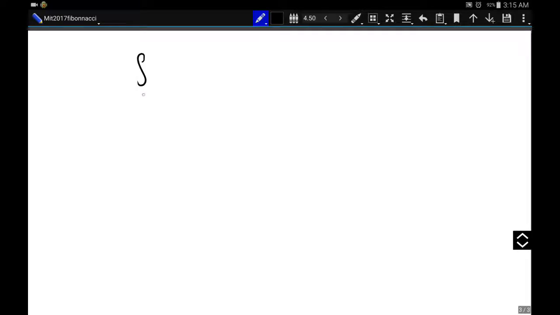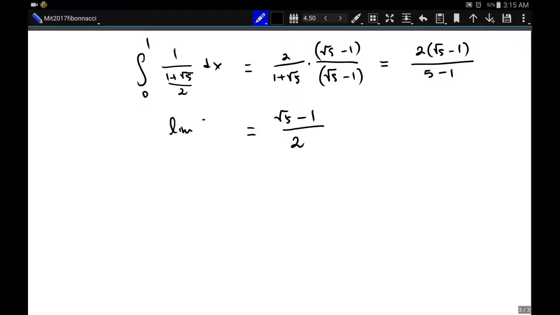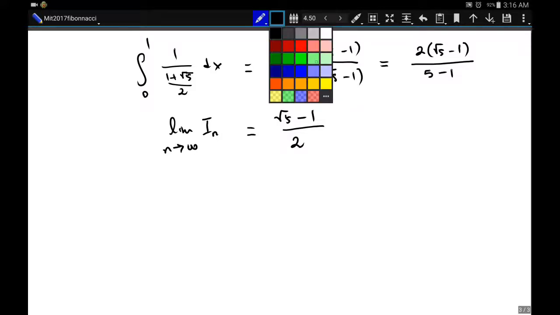What is 1 over phi? From 0 to 1, 1 over (1 plus root 5) over 2 dx. So it is going to be 2 over 1 plus root 5, or you can multiply both sides by root 5 minus 1, and then you can write this as 2 times (square root 5 minus 1) divided by 5 minus 1. You can say square root 5 minus 1 over 2 is the limit of In as n goes to infinity. This is the final answer.